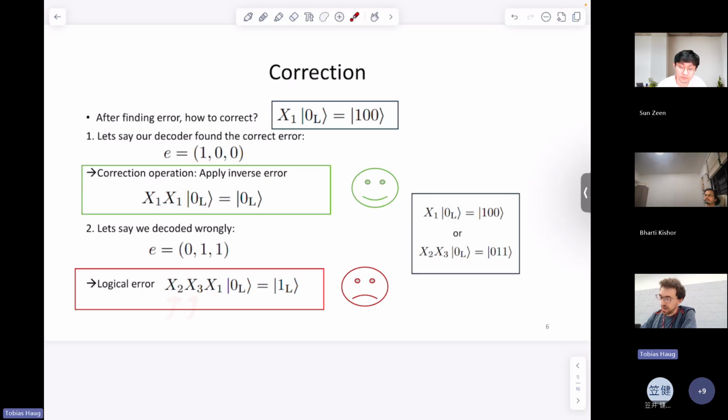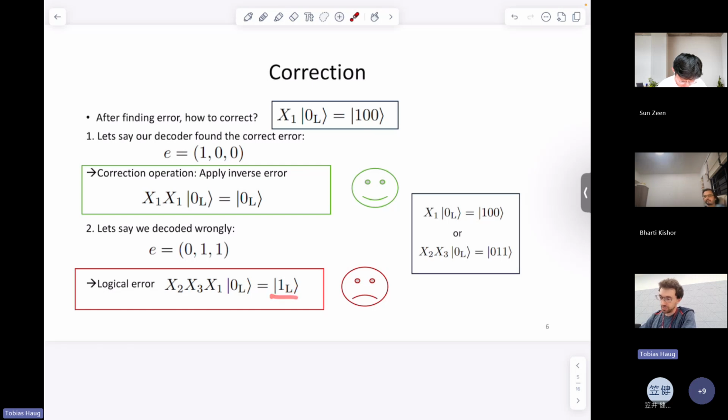Okay, but this is bad because what actually happened is an X flip on the first qubit, right? So the resulting operation that we now do from the error plus decoding is applying an X string. So meaning we're flipping our zero logical into one logical. So now basically our quantum logic information has flipped from 0 to 1.